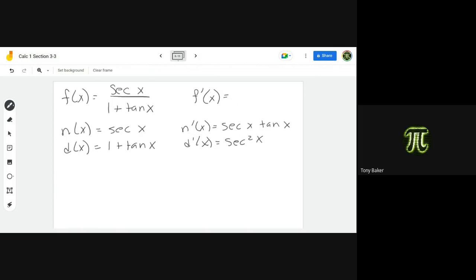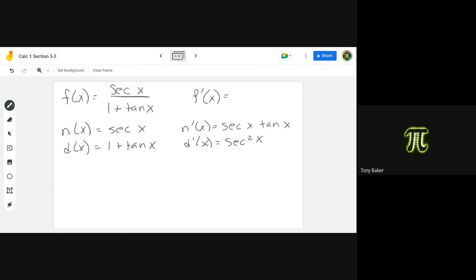All right, so now all those people who had 1 plus secant squared x, fix the rest of your problems. The derivative of 1 plus tangent x, the derivative of 1 is 0, so that's gone. Derivative of tangent x is secant squared x. So since you probably put 1 plus secant squared x, now you got to finish your problem again.